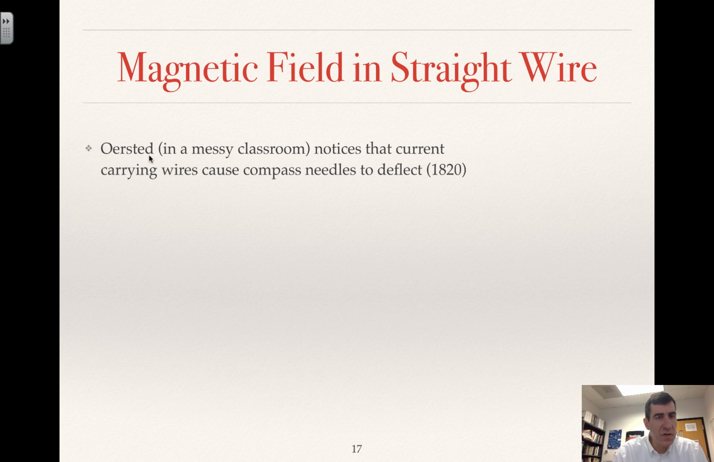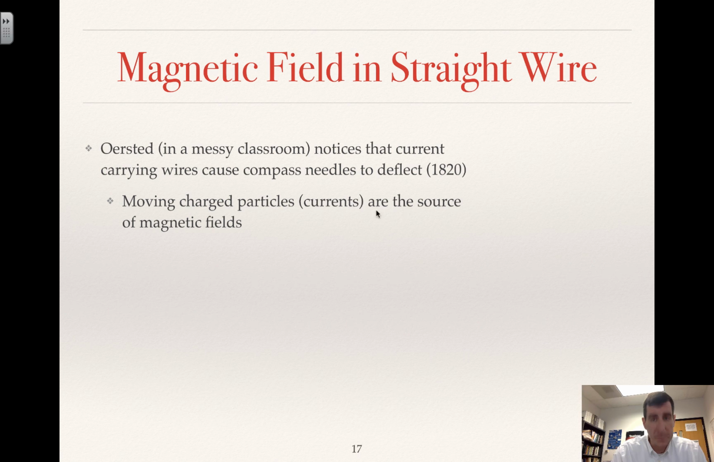So the story goes that Hans Christian Ørsted, who was a physics professor in Denmark, if I do remember correctly, had a rather messy classroom and he was doing some sort of demonstration with electric current. He happened to have some compasses in his messy classroom close to these wires, and he noticed that when he turned the current on in the wires, it caused the compass needles to deflect, and this was in 1820.